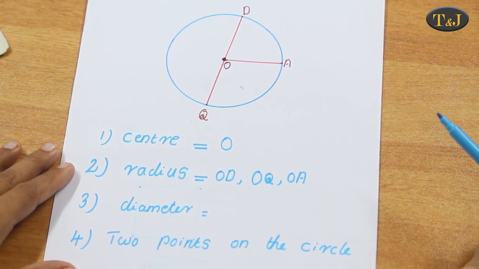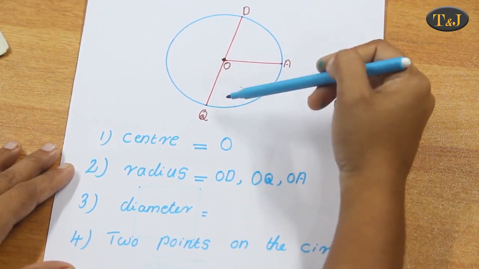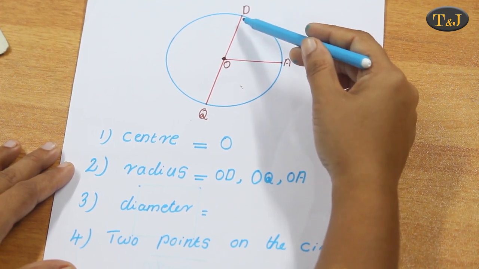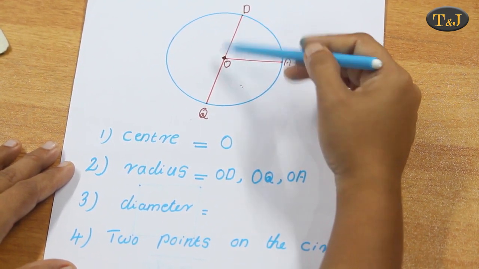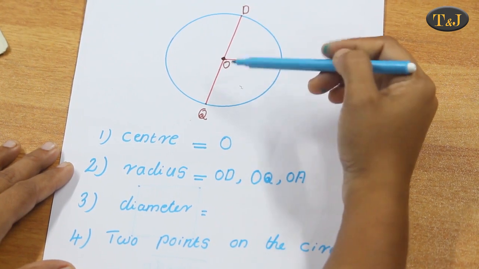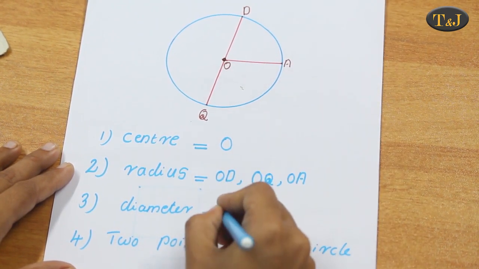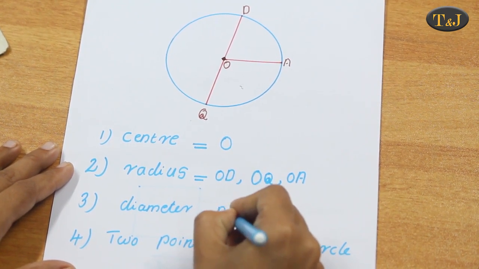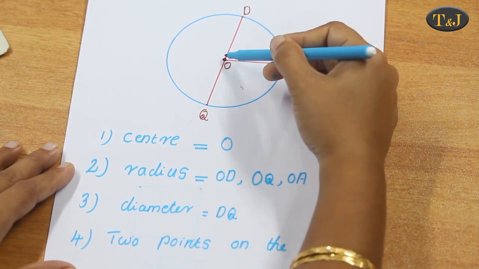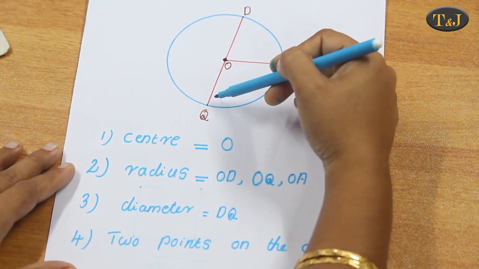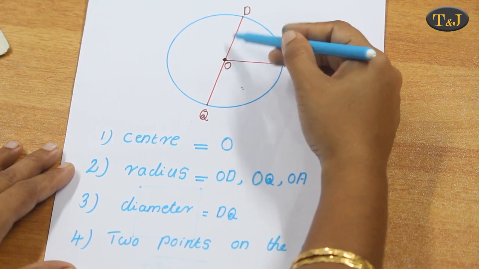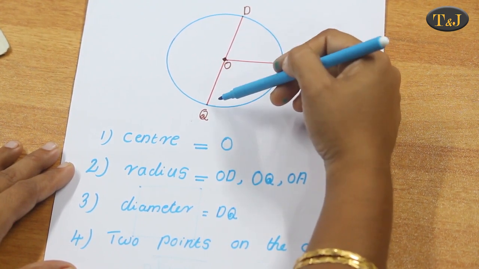Then our third question is find out the diameter. Diameter means a line segment passing through the center. Here is one line segment. That line segment is DQ. So DQ is a diameter. So diameter is a line segment passing through the center. That is, DQ is a line segment passing through the center O. So our diameter equals DQ.